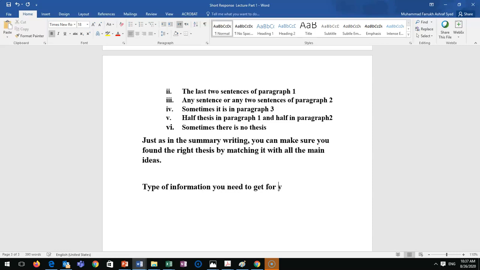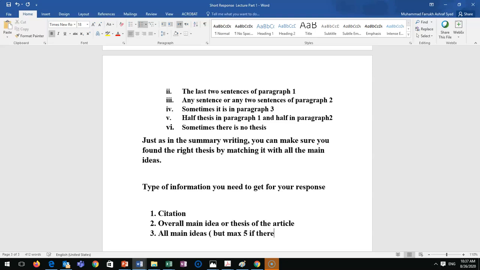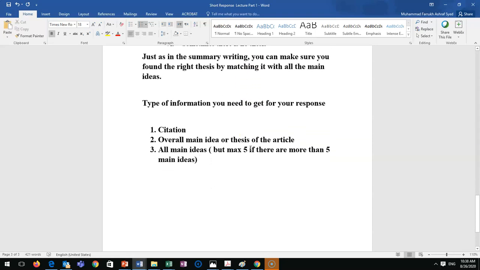So while you are reading, what is the type of information you need to get for your response? What are the things you need then? Number 1, you need citation. Number 2, overall main idea or thesis of the article. Number 3, all main ideas, but maximum 5 if there are more than 5 main ideas. So if the article has 6 main ideas, 7 main ideas, you don't have to write 7 main ideas, maximum 5. You can stop at 5 main ideas.